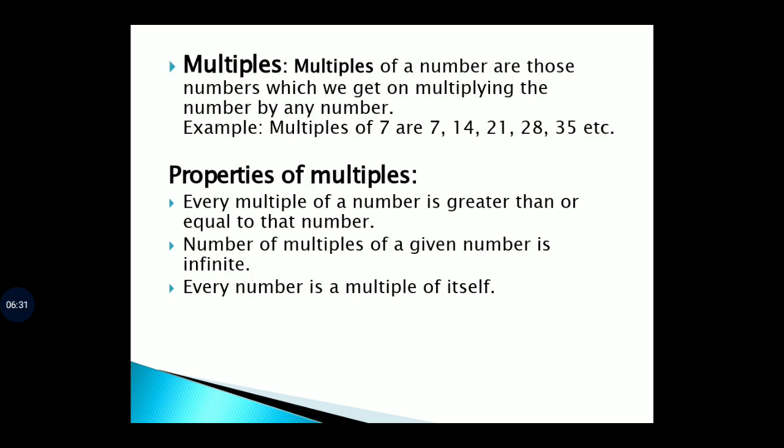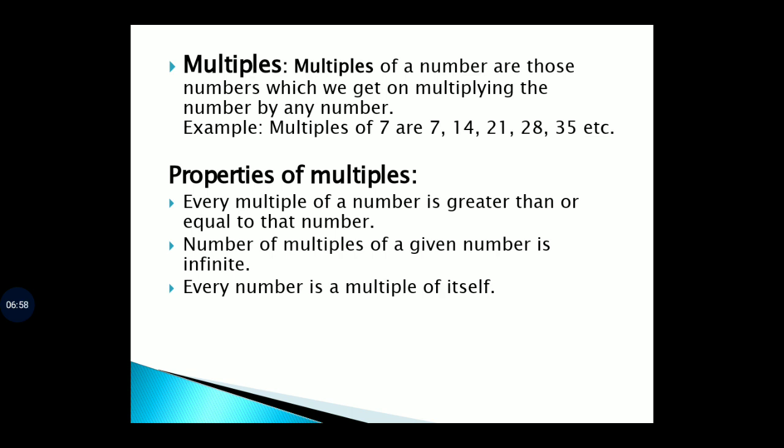Now let us move on to the multiples. Multiples of a number are those which we get on multiplying the number by any number. Example, multiples of 7 are 7, 14, 21, 28, 35 and so on. That means as you go on multiplying 7 with different numbers, you will be getting different multiples.